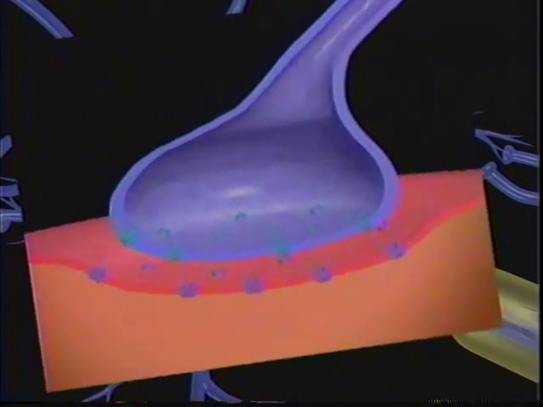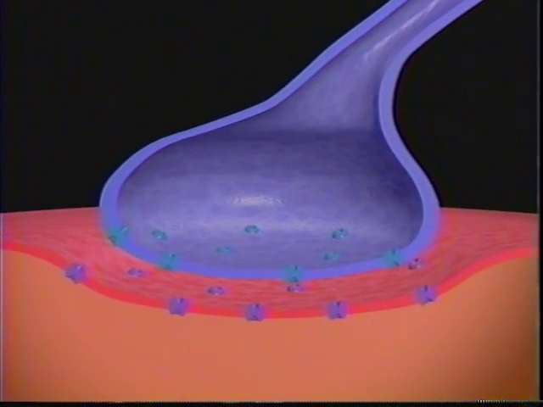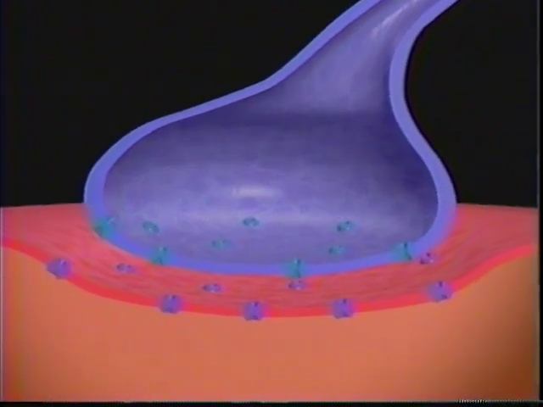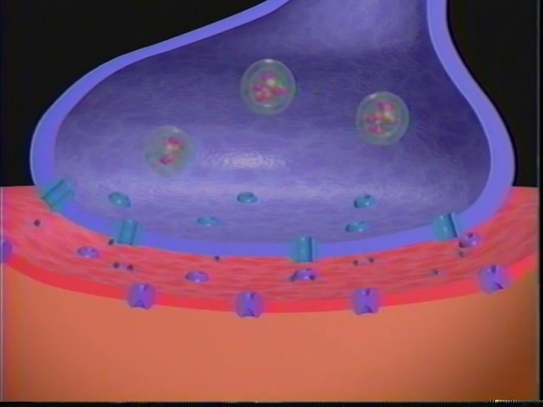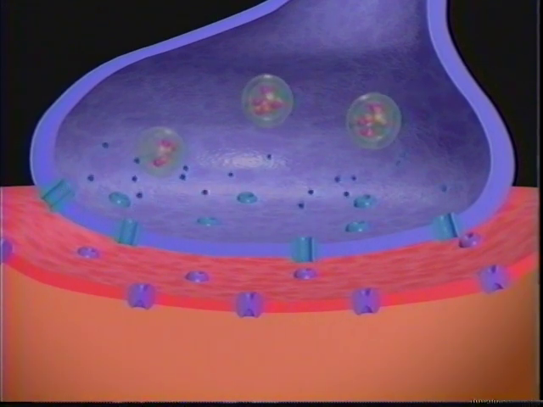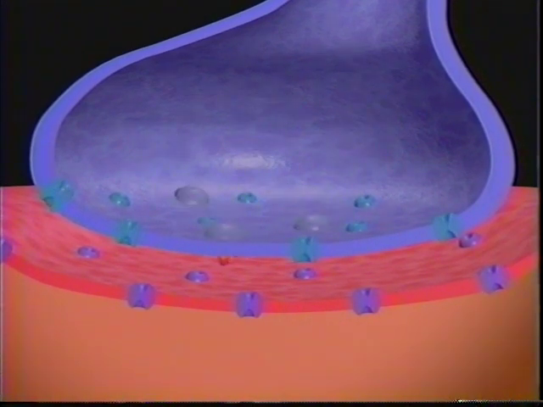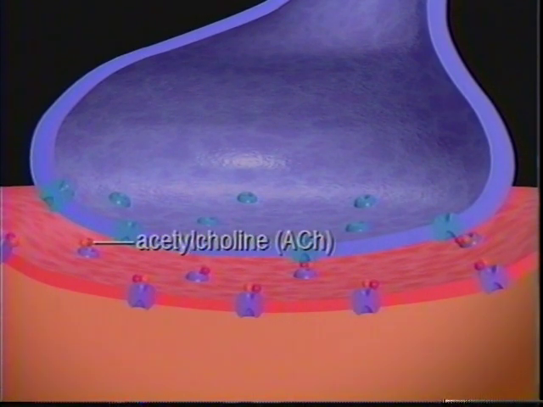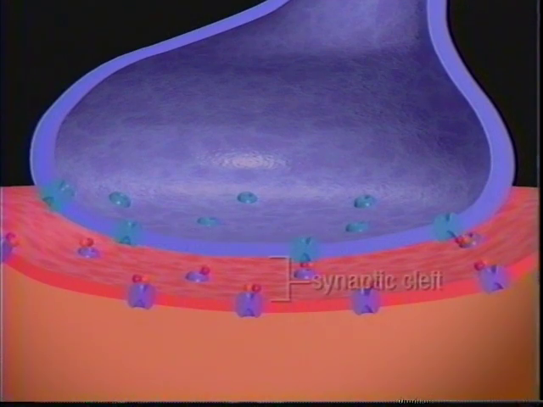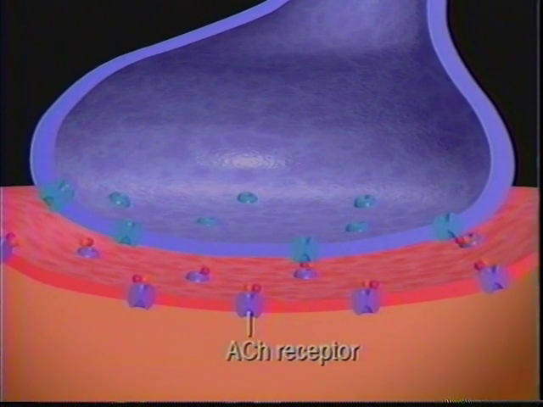When an action potential arrives at the synaptic knob of the presynaptic neuron, voltage-regulated calcium gates open. Calcium ions enter and bind to synaptic vesicles. This leads to exocytosis, which releases the neurotransmitter acetylcholine from the synaptic vesicles into the synaptic cleft. Acetylcholine molecules then diffuse across the synaptic cleft and bind to ACh receptors in the membrane of the postsynaptic neuron.